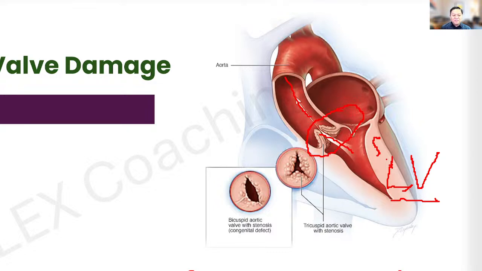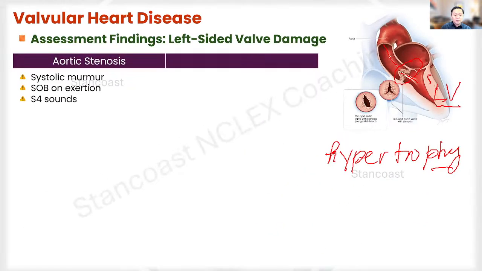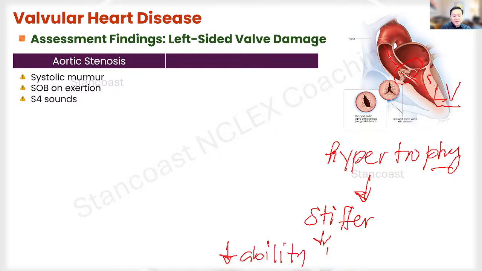And the left ventricle eventually will become stiffer. Okay? It will become stiffer due to the hypertrophy, and it will now lose its ability to relax. Decreased ability to relax during the diastolic phase. Okay, and so the left ventricle now will be non-compliant, and this is going to cause impairment in the ventricular filling, and that is why we're gonna hear that S4 sound.